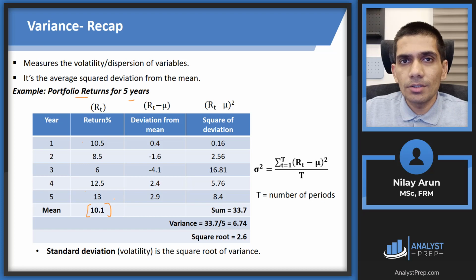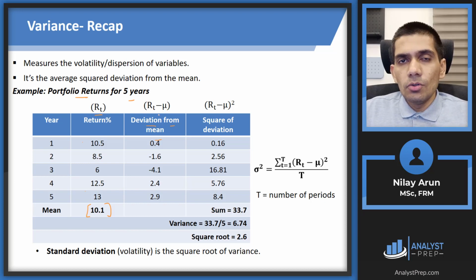Now, once you have the mean of the data series, what is the next thing which you need to do? We take that mean and we subtract that mean from every single observation that we have. So from 10.5, we're going to subtract 10.1. That gives us 0.4. Similarly, from 8.5, we're going to subtract 10.1, which gives us minus 1.6, and we keep doing this again and again for every single observation. So we take the mean and subtract that from every single observation, and that gives us the deviation from the mean. So the original R_t is your return, R_t minus mu, where mu is the mean, is the deviation from the mean.